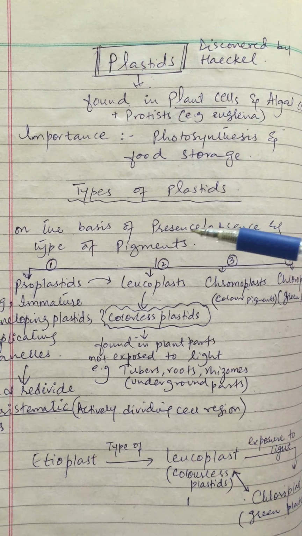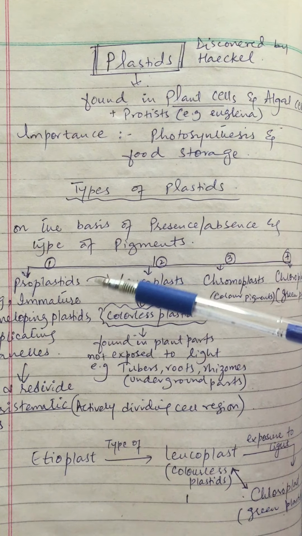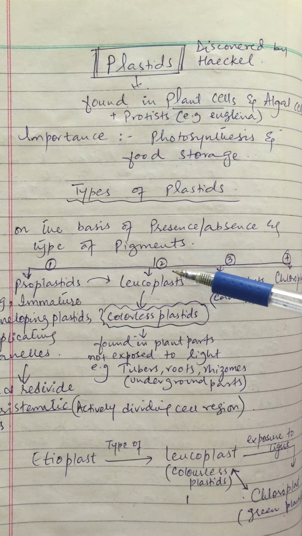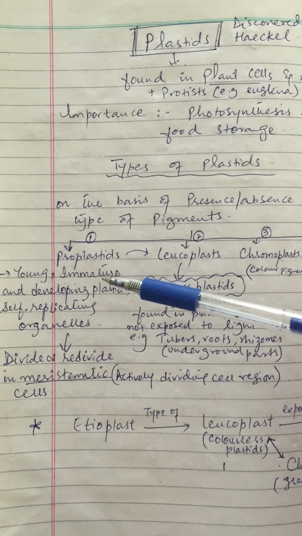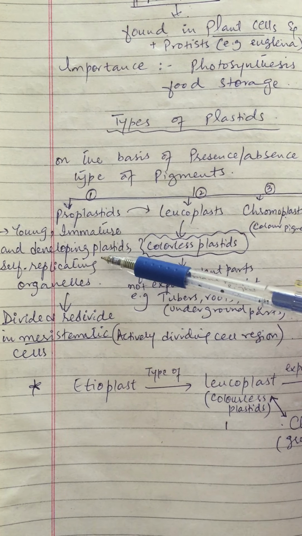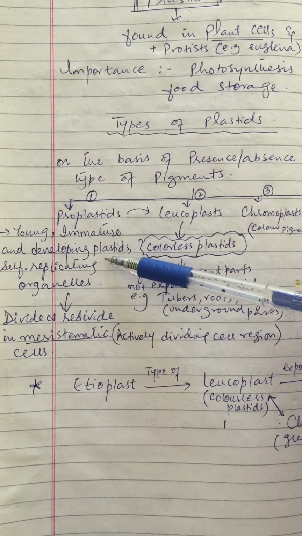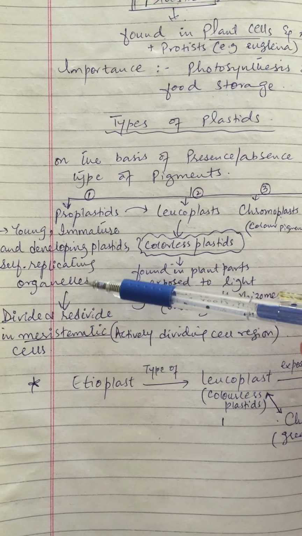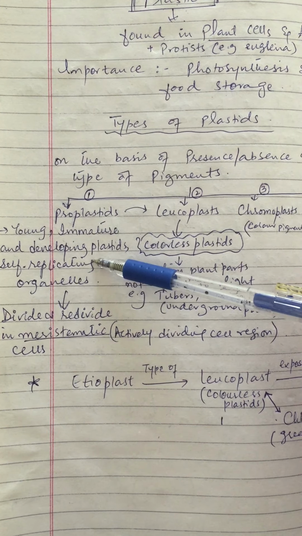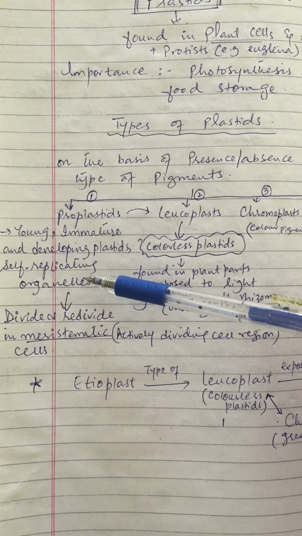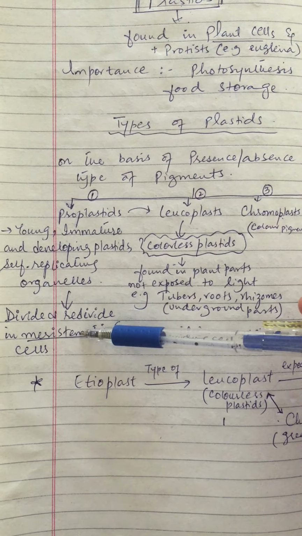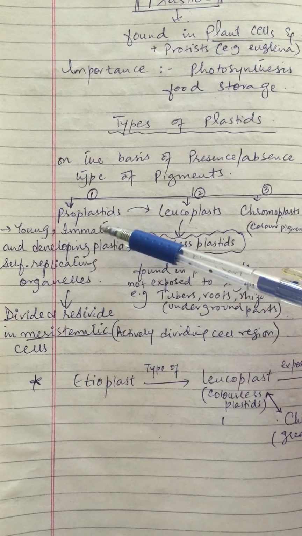Types of plastids. Basically, there are different types of plastids, which are divided on the basis of the presence and absence of the type of pigments in them. Proplastid is one of them. Proplastids, as the name indicates, are the young, immature and developing plastids. They are not fully mature, and these are self-replicating organelles. Why self-replicating? Because these plastids divide and redivide in the meristematic region of the cells. The meristematic region is the actively dividing cell region.